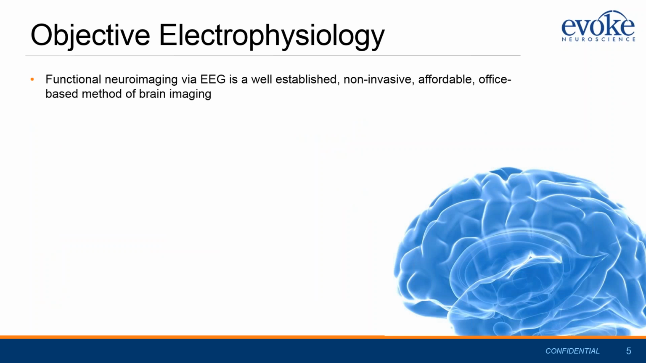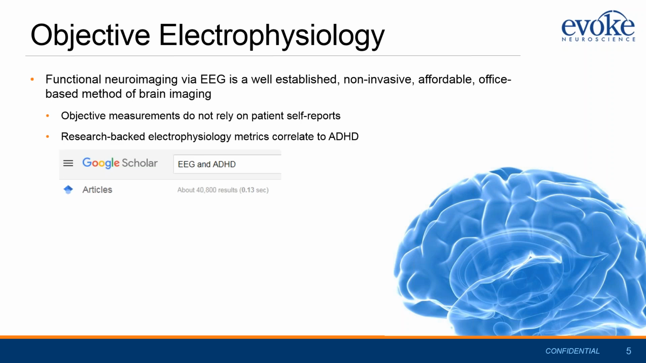So functional neuroimaging via EEG is a well-established, non-invasive, affordable, office-based method of brain imaging. And these objective measurements don't rely on patient self-reports. So we're looking at the brain itself. We're cutting out our reliance on just patient symptoms. And there's a lot of research-backed electrophysiology metrics that correlate to ADHD.